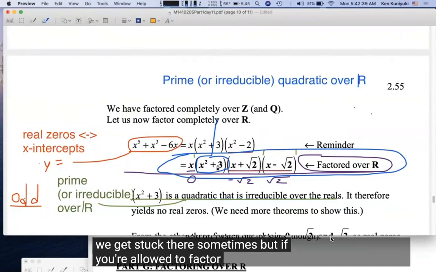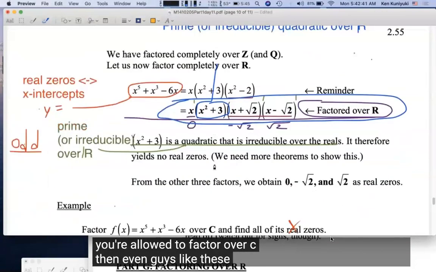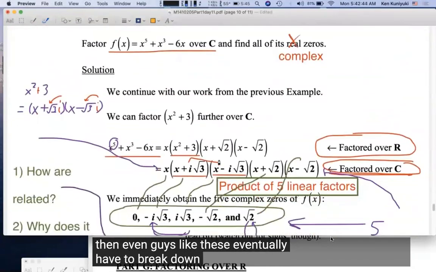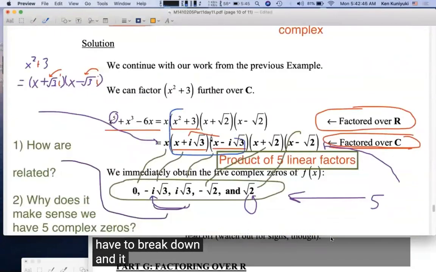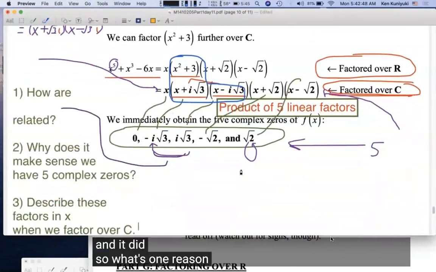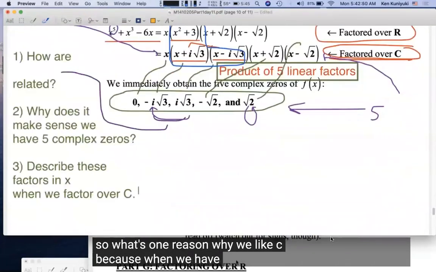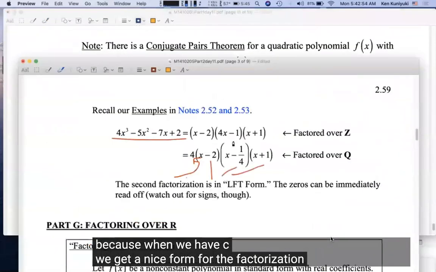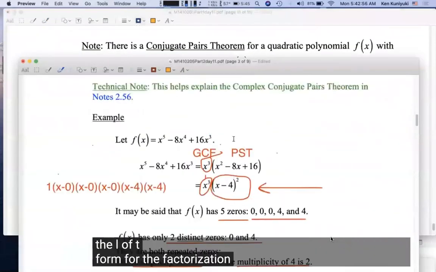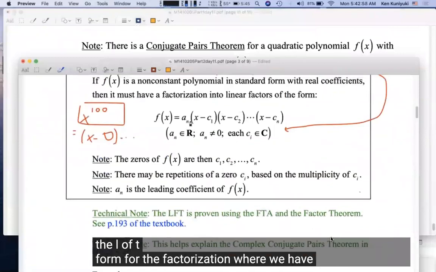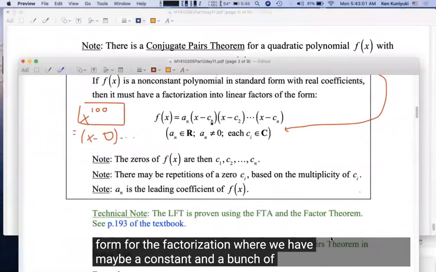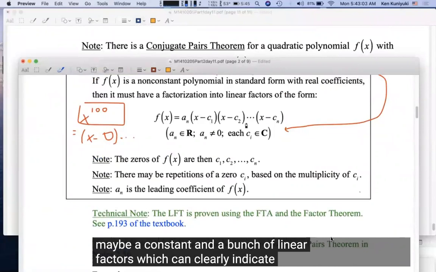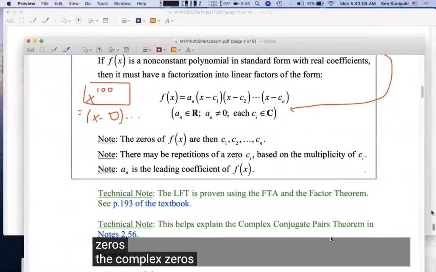But if you're allowed to factor over C, then even guys like these eventually have to break down. And it did. So what's one reason why we like C? Because when we have C, we get a nice form for the factorization, the LFT form for the factorization, where we have maybe a constant and a bunch of linear factors, which can clearly indicate the zeros, the complex zeros.